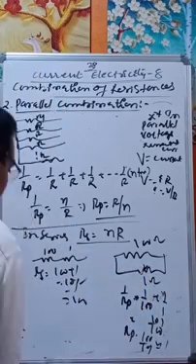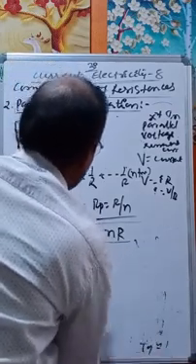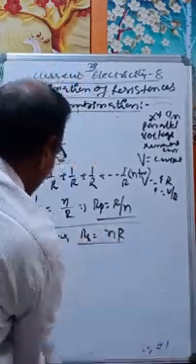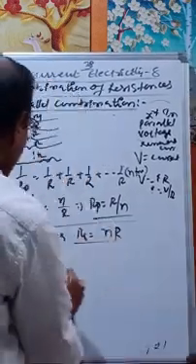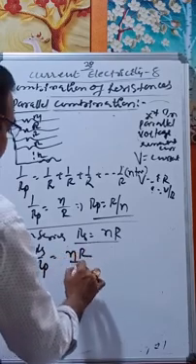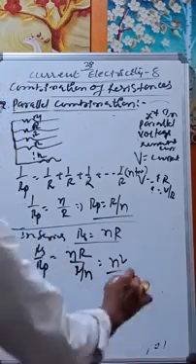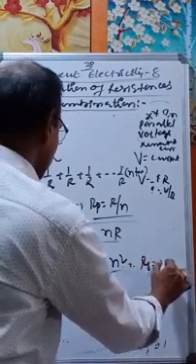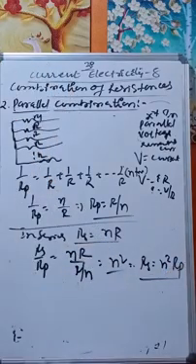Okay. Now, what is Rs by Rp in this case? Rs by Rp is equal to NR by R by N, that is equal to N square. Rs by Rp is equal to N square. This implies Rs is equal to N square Rp.